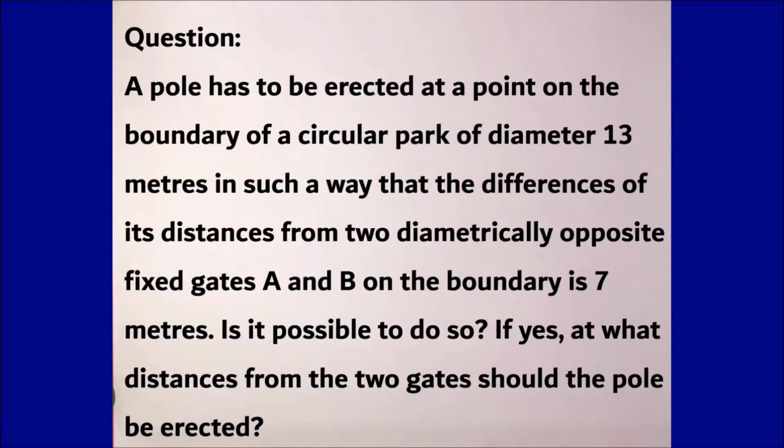As per the given question, a pole has to be erected at a point on the boundary of a circular park of diameter 13 meters in such a way that the difference of its distances from two diametrically opposite fixed gates A and B on the boundary is 7 meters. Is it possible to do so? If yes, at what distance from the two gates should the pole be erected?